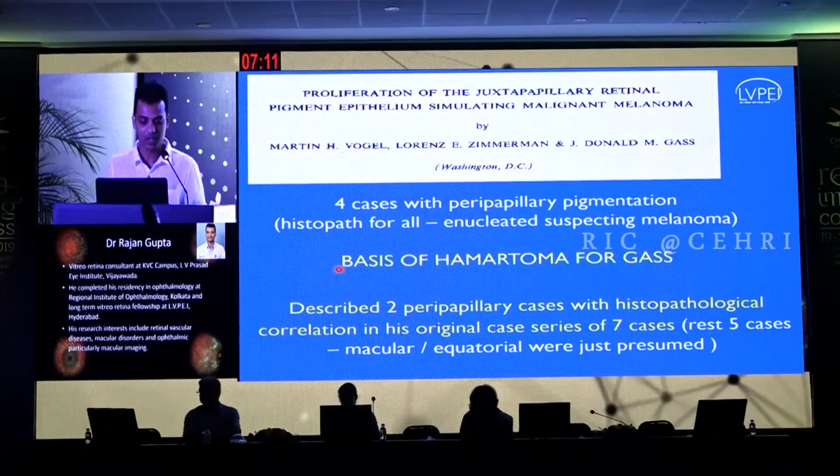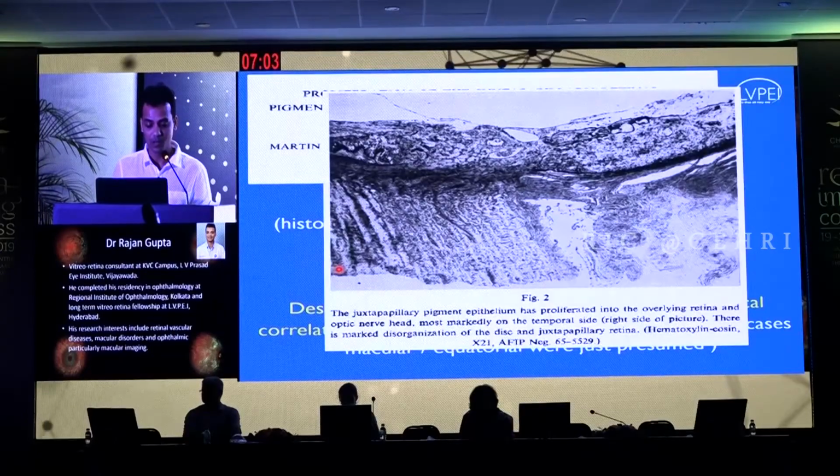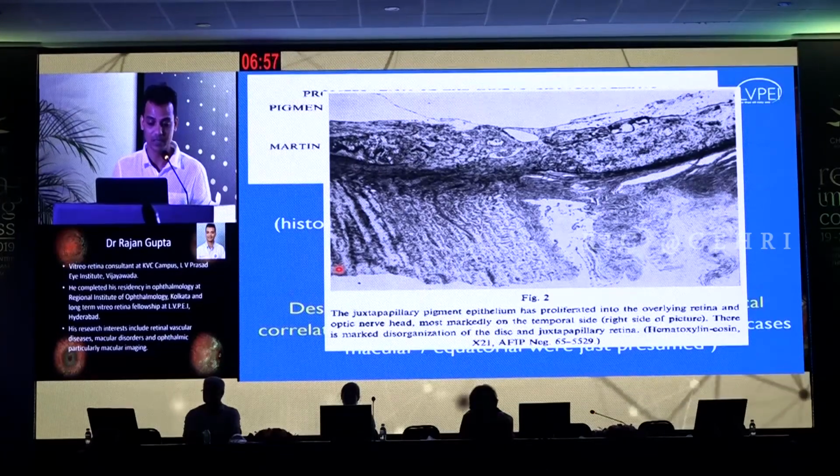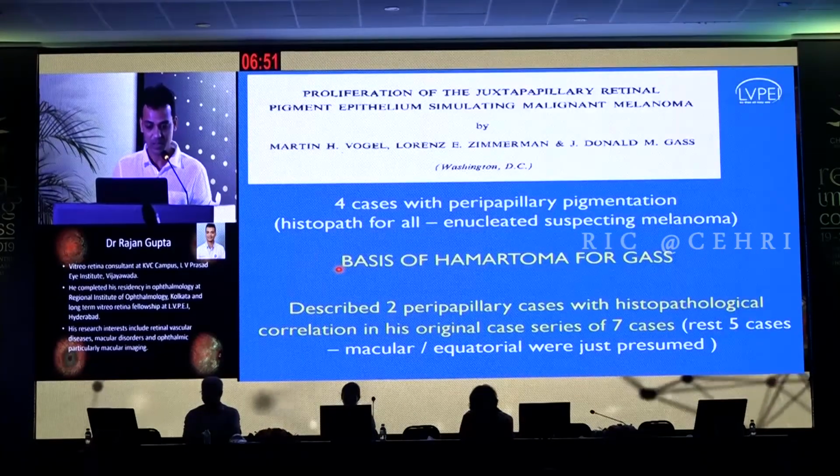Now, the histopathological evidence comes from the work by Vogel et al., who described 4 cases with peripapillary pigmentation, which were enucleated suspecting a melanoma. What they found in the histopathology was a massive disorganization of the retina where none of the retinal layers were discernible, and the proliferation of retinal pigment epithelium throughout the retinal layers.